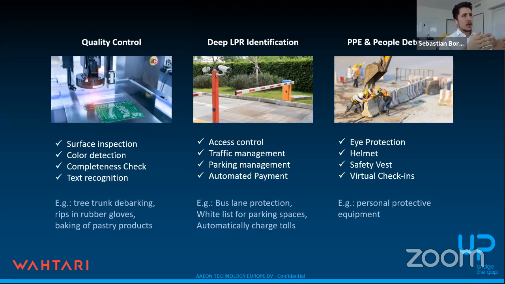So we at Wahtari mainly have these three areas right now: quality control, ANPR, so the license plate recognition of cars, and also, for example, PPE and people detection. In these areas, we could make great advances using AI, especially, for example, in the quality control area, where it's now possible to detect changes in colors of products, which is a really difficult task using traditional algorithms.